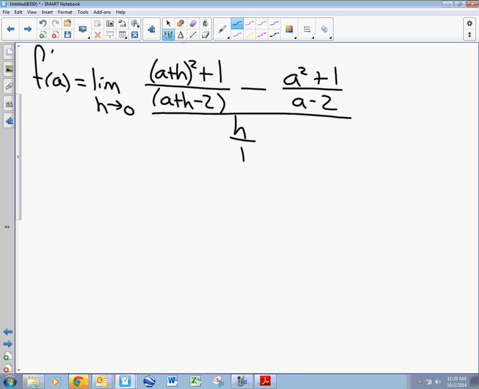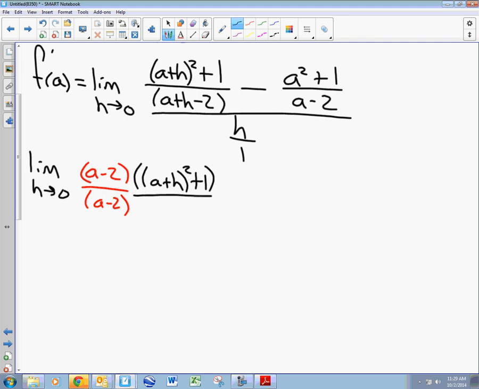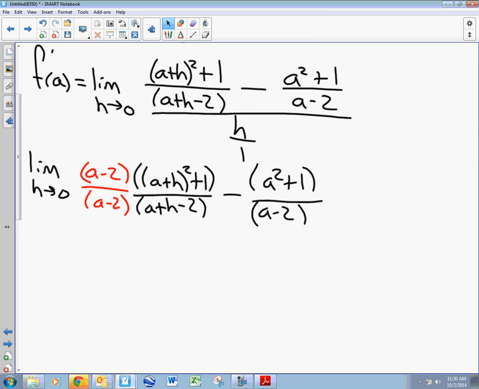(a plus h minus 2) times (a minus 2). So I've got the limit. You've got to write this down every time until you actually plug in the limit, because some people forget to plug in 0. So we multiply top and bottom by (a minus 2) over (a minus 2) times (a plus h) squared plus 1. A lot of people forget to put parentheses around both. You have to, because you've got to include the 1 in that. Minus the quantity a squared plus 1 over a minus 2 times, what are we multiplying over there?